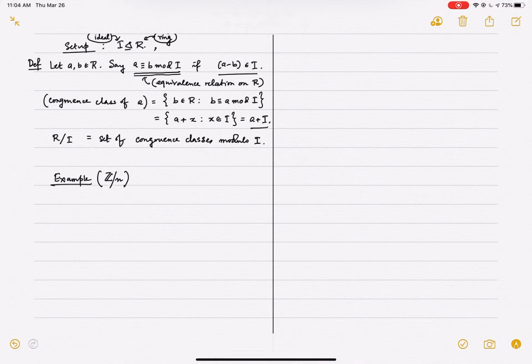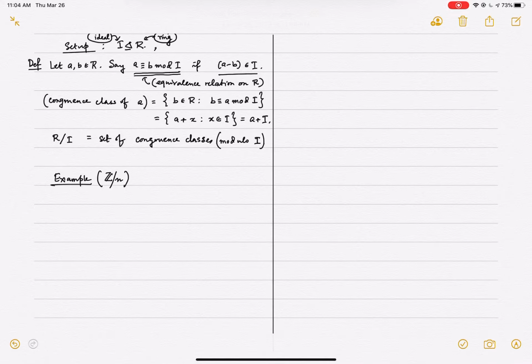So A plus I, which means all these elements A plus X, where X varies over I, happens to be all the things that are related to A under this relation. We'd say these are all the elements of the ring that are congruent to A mod I, and it's called the congruence class of A. And then R mod I denotes the set of all these congruence classes modulo I. This modulo I part we'll sometimes abbreviate. Sometimes I won't write that.